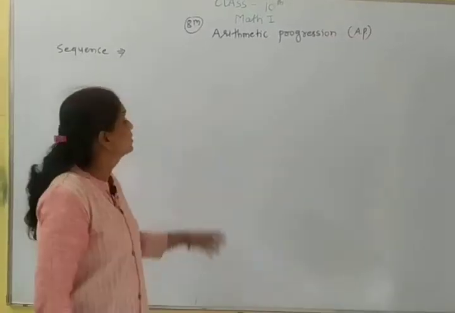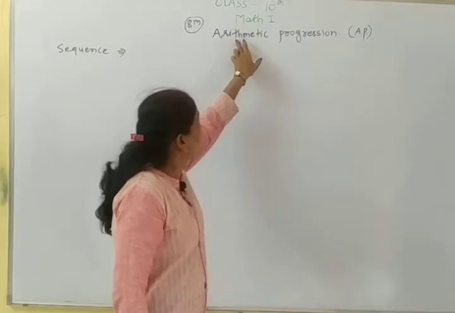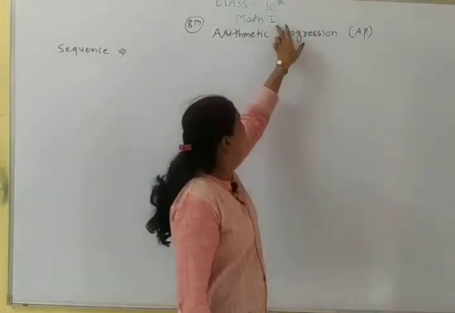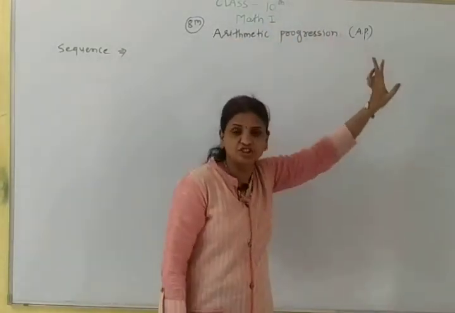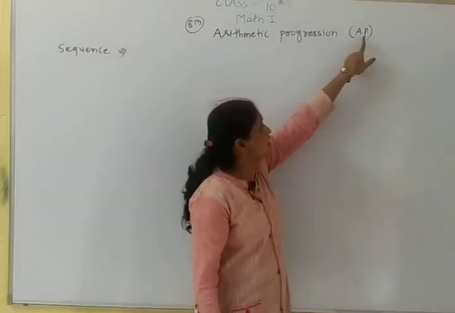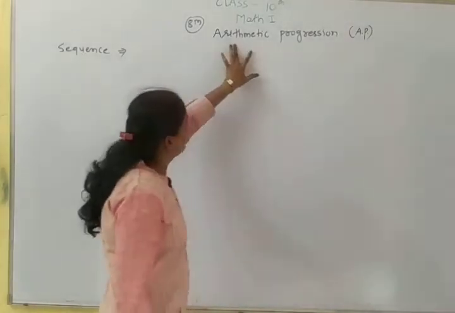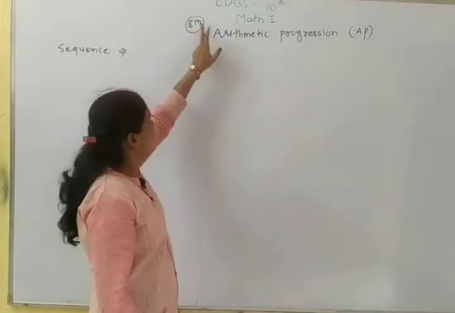Hello students, now we are going to start arithmetic progression of Maths 1. Arithmetic progression is called AP, A for arithmetic and P for progression. The weightage of arithmetic progression is 8 marks.